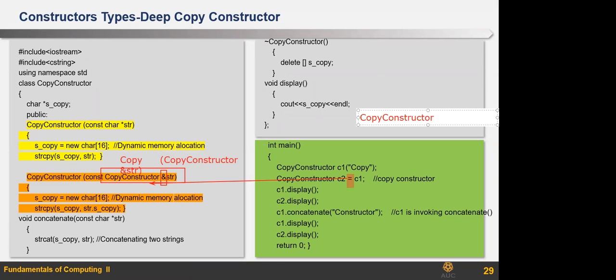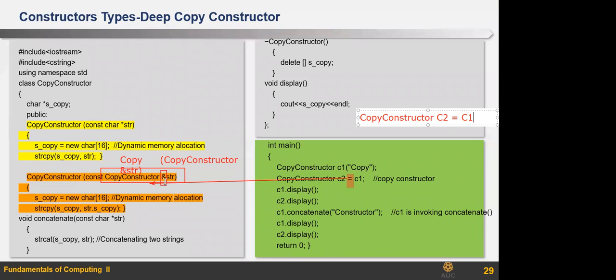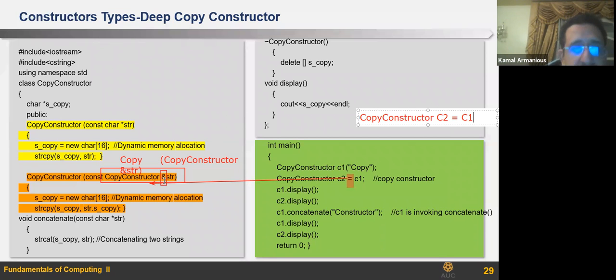Copy constructor. C2 equal C1. What will happen? This will call a function that takes an input, an object that belongs to the class that is named copy constructor. If the class is named Fankush, then str is an object belonging to a class called Fankush, and this is the and sign. This is called by reference.